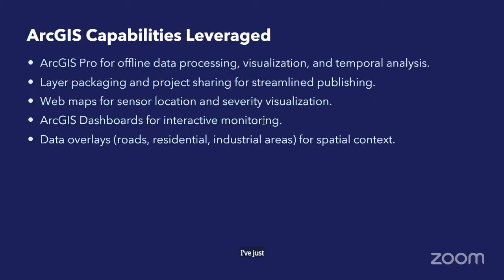ArcGIS capabilities are leveraged. One of them is ArcGIS Pro for offline data processing, used to visualize and do the analysis, as well as do the interpolation to get the data values across the areas where the air quality is.